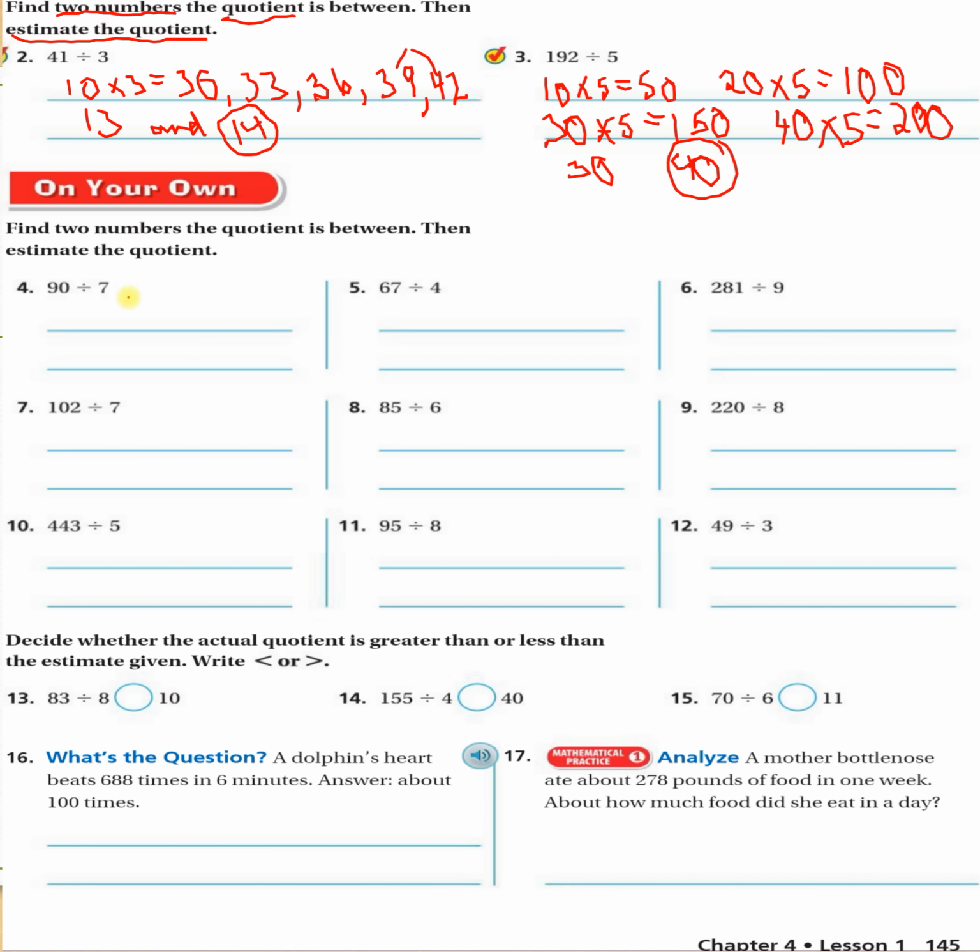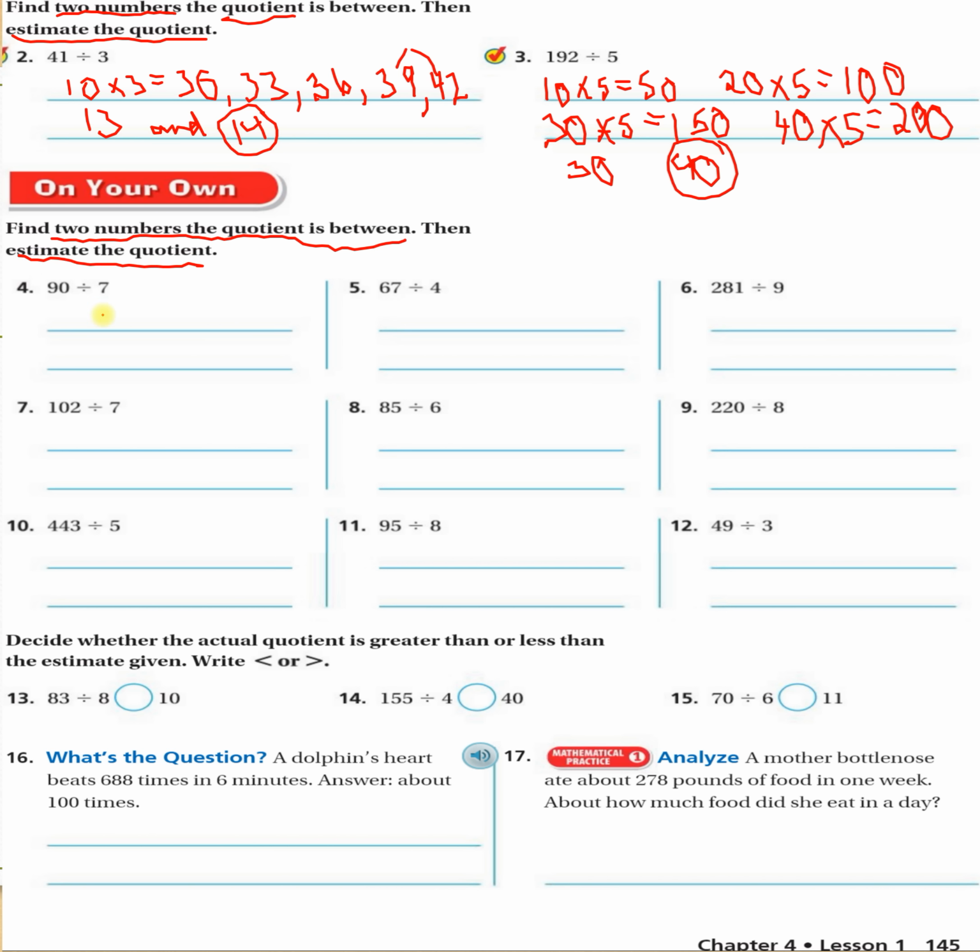Okay, so down here on 4, 5, 6, 7, 8, 9, 10, 11, 12, they're asking you to do the exact same thing that I just showed you how to do in this problem. So I'm looking for two numbers that the quotient or the answer is between, and then I'm estimating the quotient.